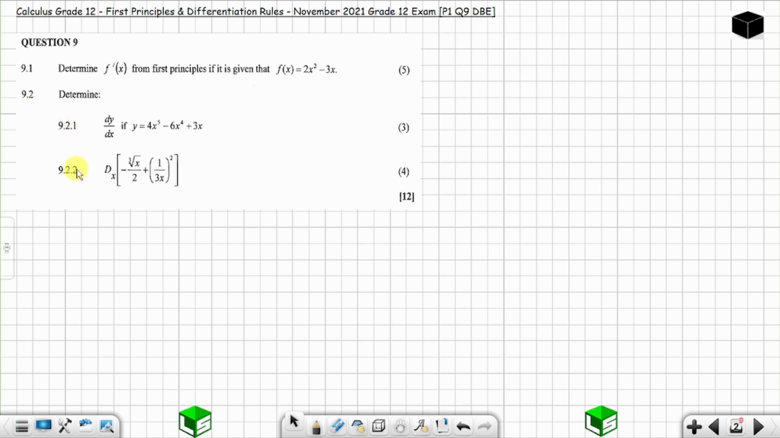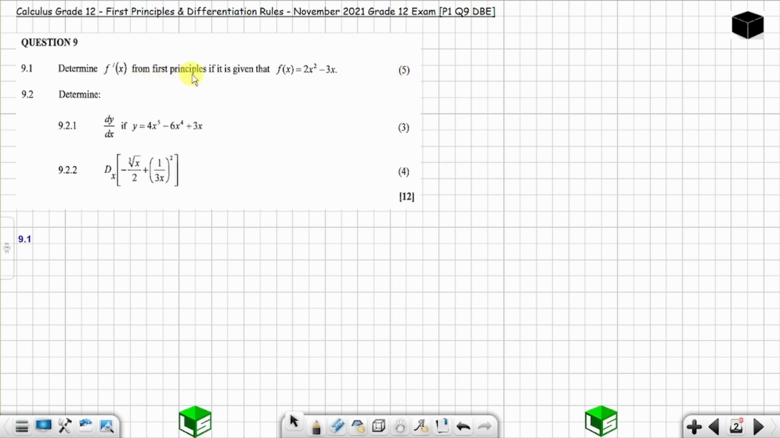Okay, let's get started. 9.1, determine f prime of x from first principles if it is given that f of x is equal to 2x squared minus 3x. This question is 5 marks. Okay, so you are requested to use the first principles.